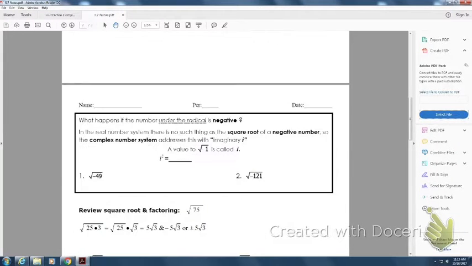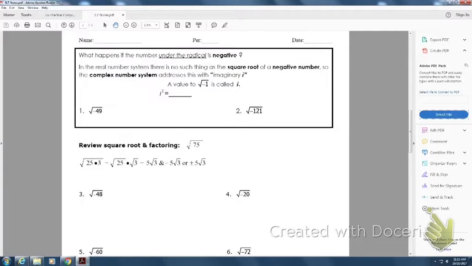Okay, let's go to the back. So, looking at this, please pay attention. Okay, so kind of connecting this to the i stuff, all the stuff that we talked about last time. It says: what happens if the number under the radical is negative? In the real number system, there is no such thing as the square root of a negative number, so the complex number system addresses this with the imaginary i. Which last time, and even today at the beginning of class, we talked about: i squared always equals what? Negative 1.